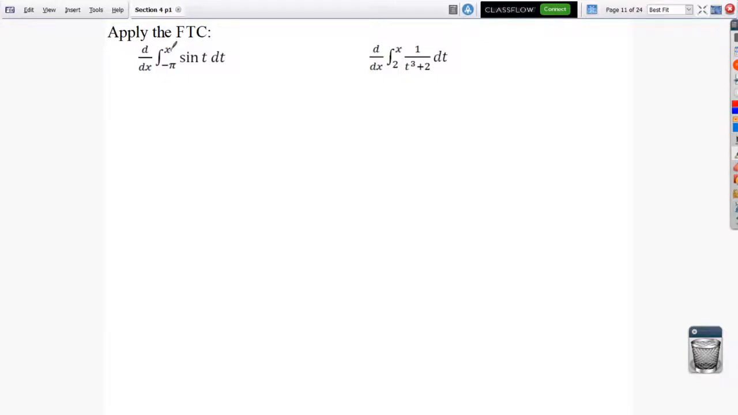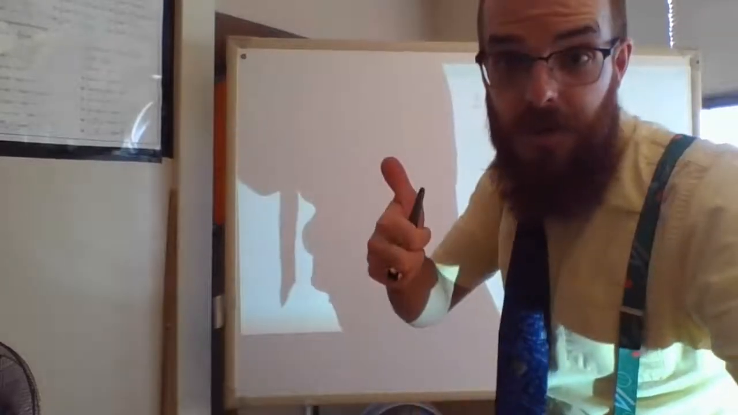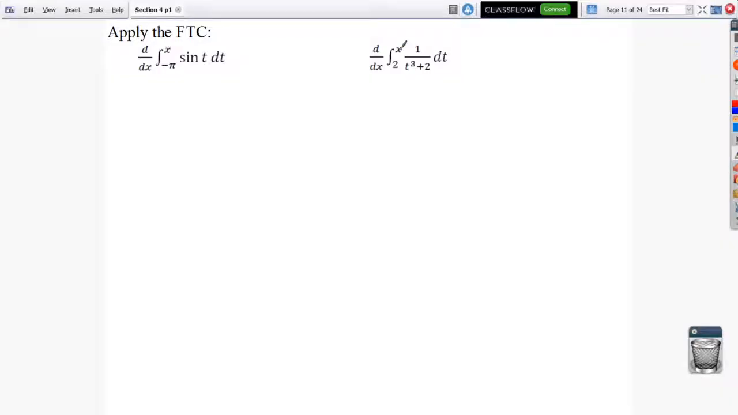Good. Good. x, x. Good. Lower limit constant. Well, negative pi, that's a constant. 2 is also a constant. So all we are going to do is replace the variable in the integrand with the upper limit. So the derivative of the integral from negative pi to x of sine of t dt is equal to sine of x.